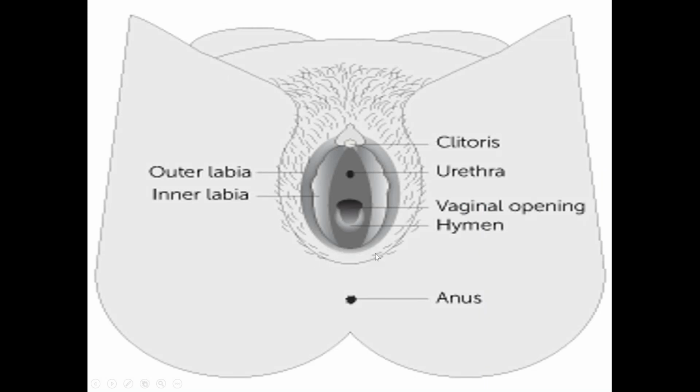So this is the hymen, the position of the hymen here. Here, this is the hymen, and this is the vaginal opening, and this is the clitoris, and this is the urethral opening.